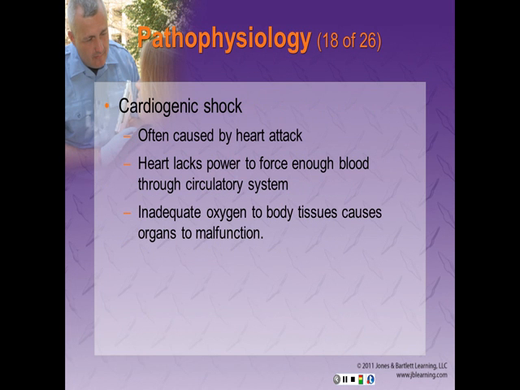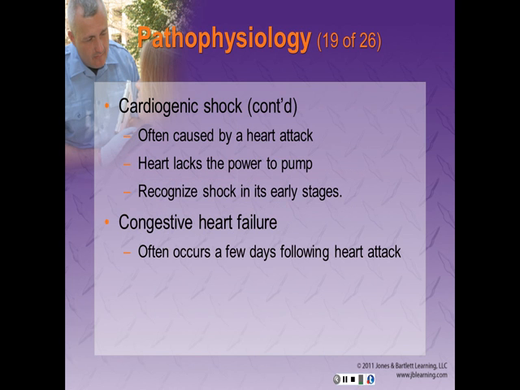Cardiogenic shock occurs when body tissues do not get enough oxygen, causing body organs to malfunction. It is often caused by a heart attack. The heart lacks the power to force enough blood through the circulatory system. It is more common in an AMI, affecting the inferior and posterior regions of the left ventricle, and it is important to recognize shock in its early stages.